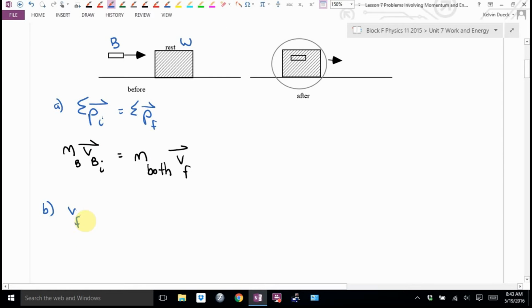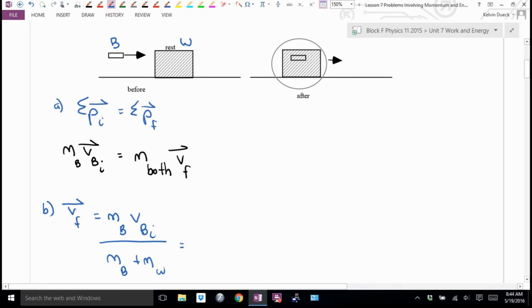V final. Have I gone over the momentum test with you guys in class yet? I don't think I have. I'll do that next class. V final is going to be mass of the bullet, V bullet initial, all over mass of the bullet plus mass of the wood. I'll break both up into what it really is. Is that okay? All right.